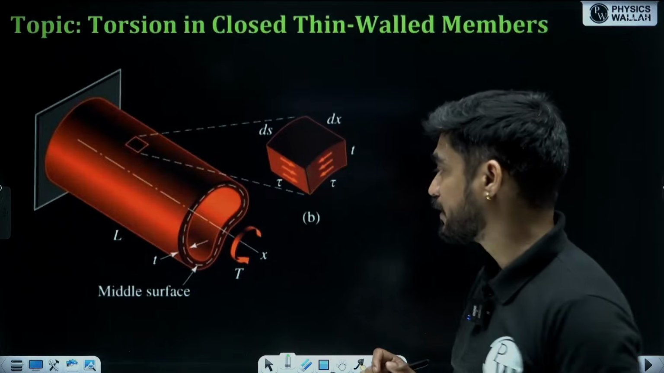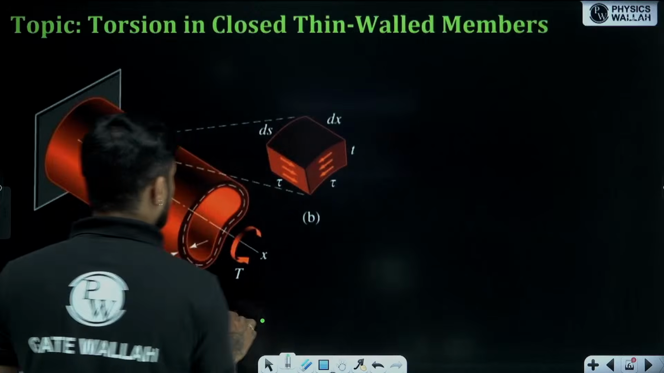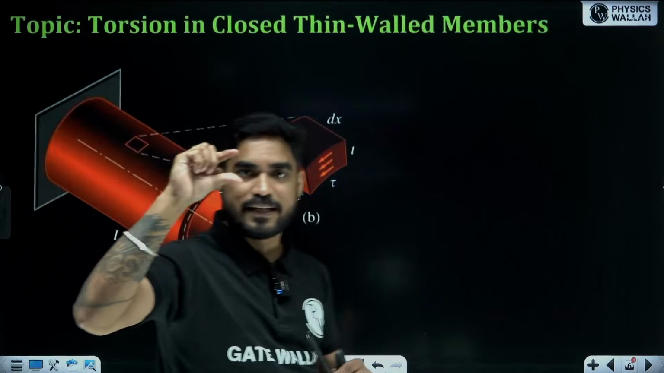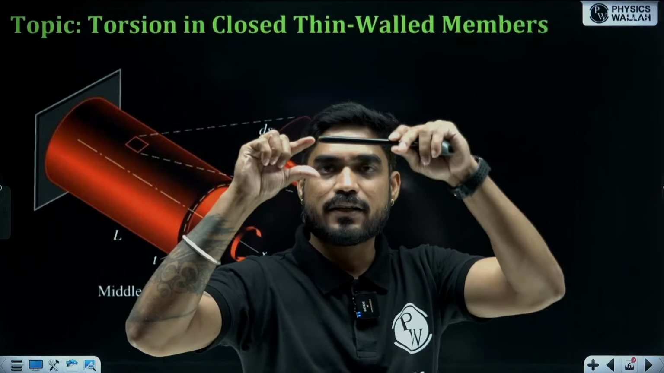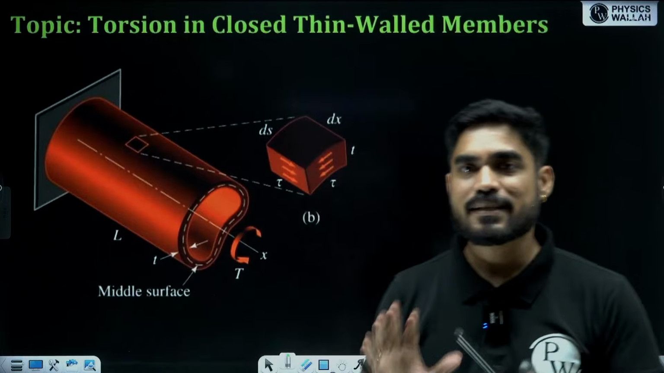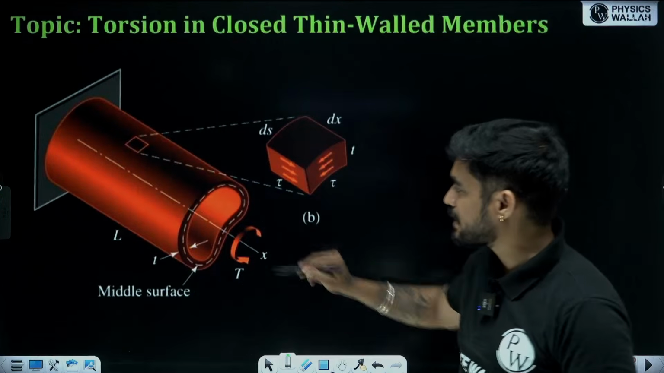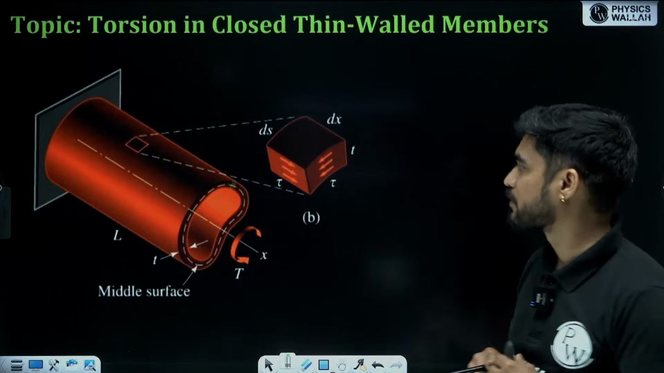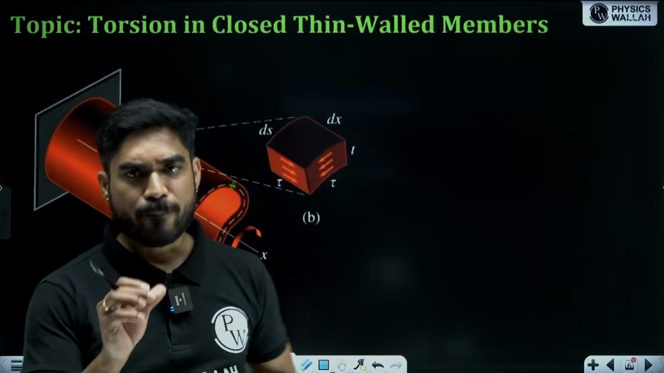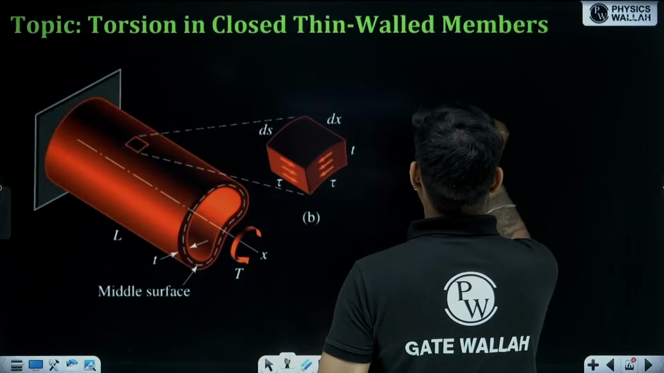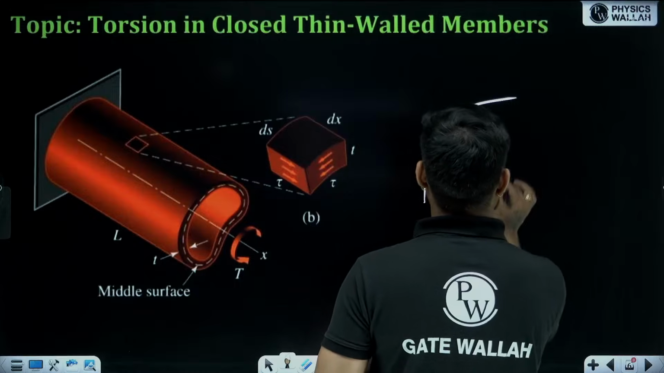What we are assuming, let me tell you, is that the shear stress at this point and this point, across the thickness, let's say this is the thickness, then from here to here the shear stress is the same. So this is the first assumption that we are going to make, that the shear stress across the thickness is equal. But understand what is happening here. This is the member that we are talking about.